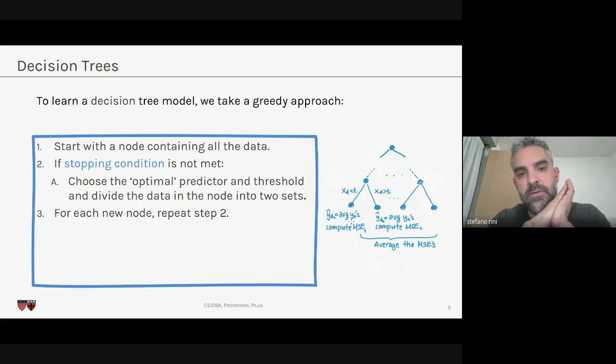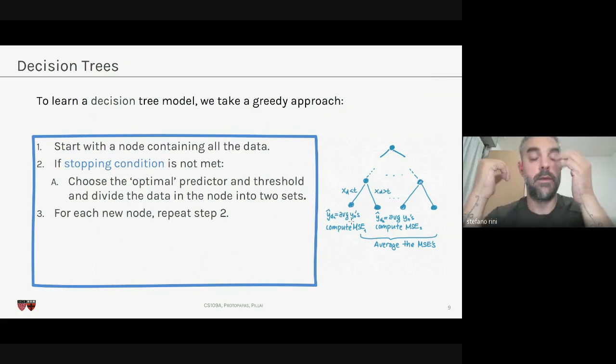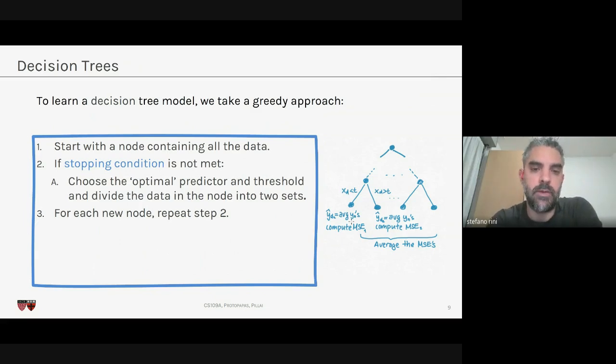So we start with a node containing all the data, and we keep splitting the data in the subtree based on a certain variable until a certain stopping condition is met. And so we discussed the stopping condition, either the entropy or the Gini index or the variance. And then we repeat this until we get to a leaf. And once we get to a leaf, we're going to produce a prediction.